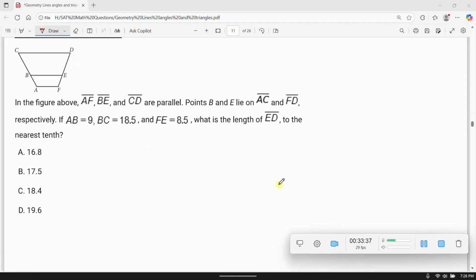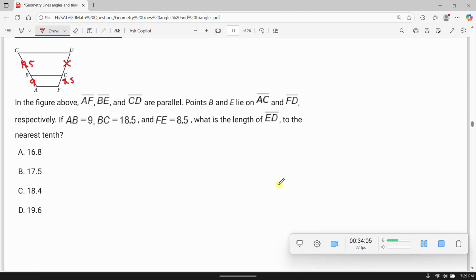Alright, so again, let's start by labeling everything that was given to us. So we have the length AB is 9. The length BC is 18.5. EF is 8.5. What is the length ED? This is x to the nearest tenth.